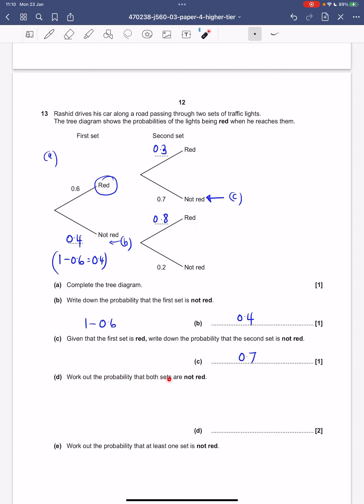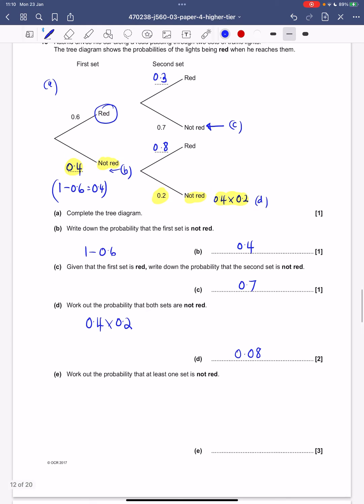Work out the probability that both sets are not red. So we need not red and not red. When we go down a branch like this, we multiply the two probabilities together. So it's 0.4 times 0.2. It's that one and that one multiplied together, because that's not red and not red. So that is D. It's 0.08.